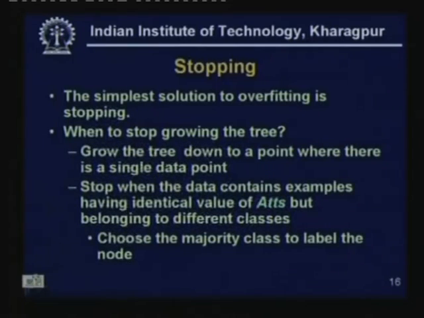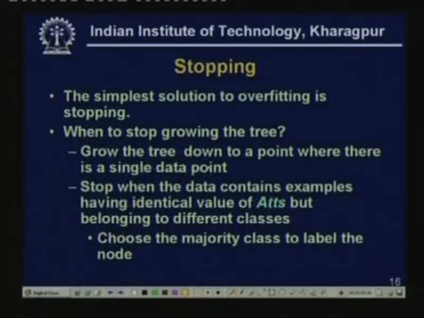As we mentioned, there are 2 ways of dealing with overfitting: stopping and pruning. The simplest solution to overfitting is stopping. So, we want to stop growing the tree before overfitting takes over. When should we stop to grow the tree? There could be several things that we can do. If you use ID3, we can keep growing the tree until we get a single data point. A single data point obviously has a single class and we cannot proceed any further.